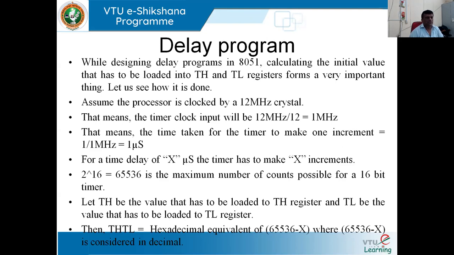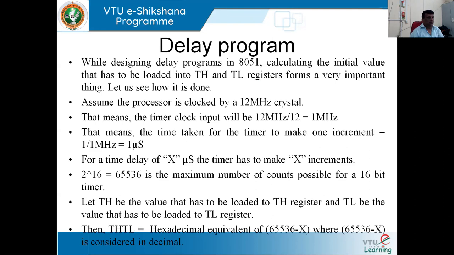With this 1 megahertz, we will calculate the time taken for the timer to make each increment. As we all know, t equals 1 by f, so it is 1 divided by 1 megahertz, which gives us 1 microsecond. This 1 microsecond is the time taken for the timer to make one increment. Please keep in mind, this value will change if the clock frequency is changed. All these calculations assume that the clock frequency is 12 megahertz.